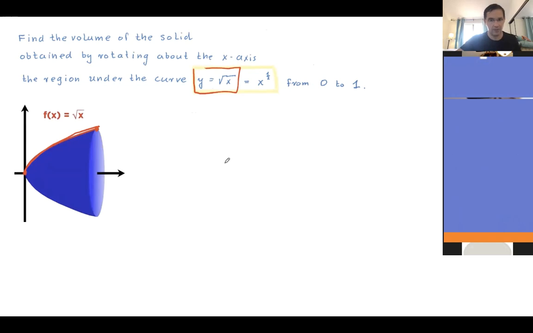Exactly. The antiderivative of x is x squared over 2. You're exactly right. You can also compute this definite integral using the fundamental theorem.